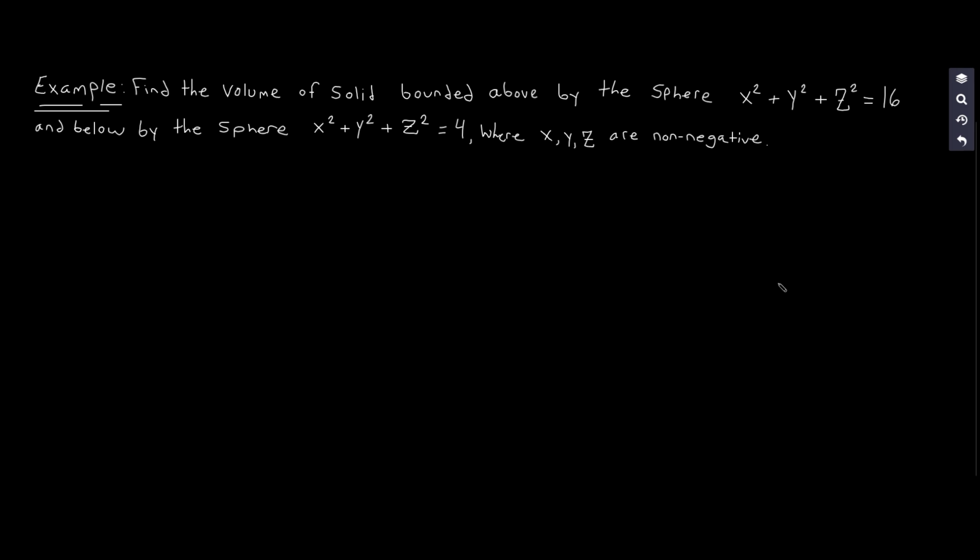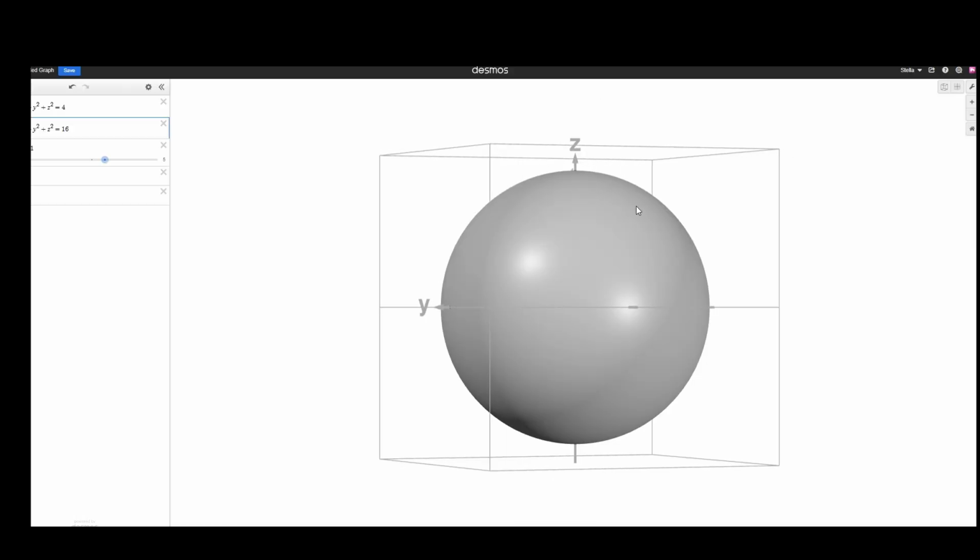This says to find the volume of a solid bounded by the sphere x squared plus y squared plus z squared equaling 16, and below by the sphere x squared plus y squared plus z squared equaling 4, where x, y, and z are non-negative. If we look at these equations and graph them, we're going to get a sphere.